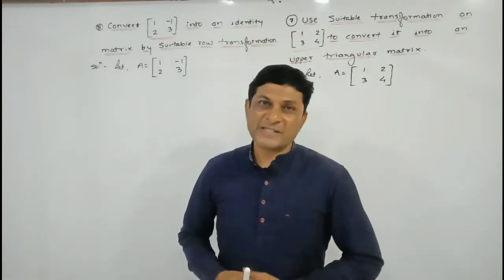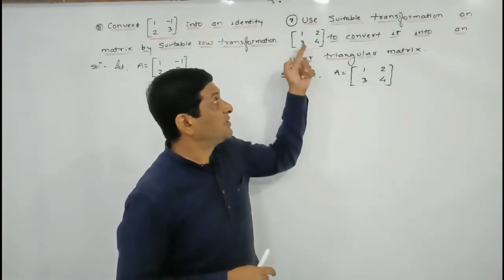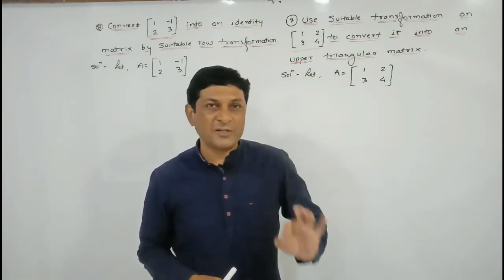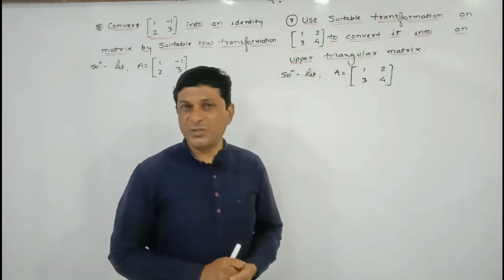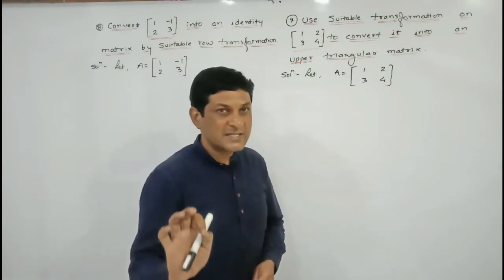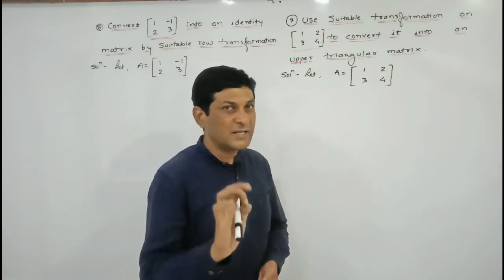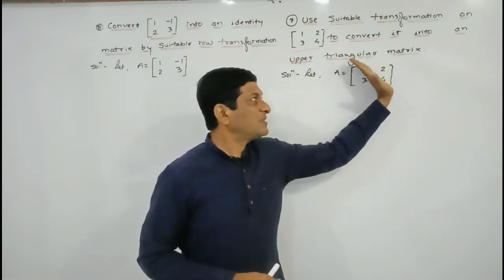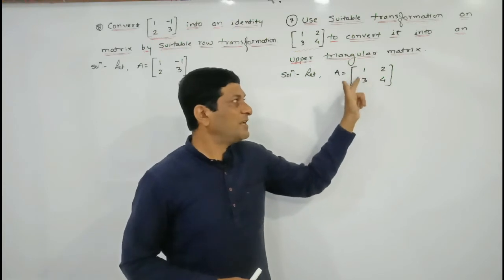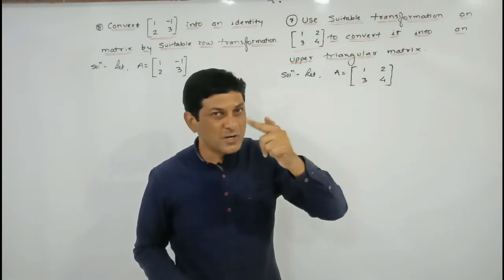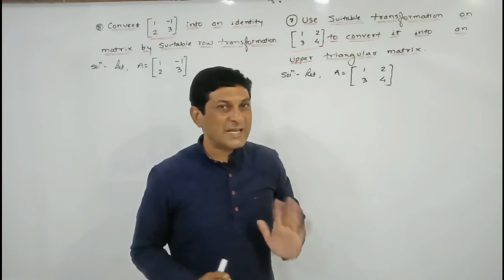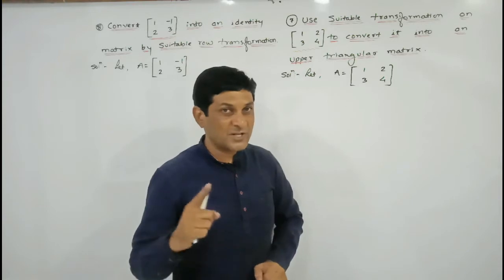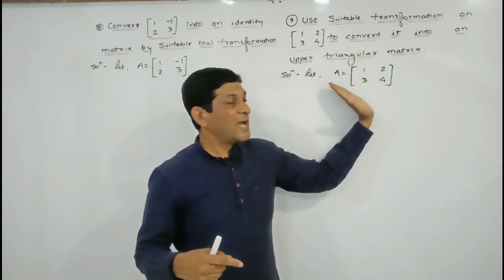Now see question number 7. In this question, one matrix is given to us and using a suitable transformation we have to convert it into an upper triangular matrix. We have already seen the definition of an upper triangular matrix. We can say a matrix is upper triangular if all the elements below the diagonal elements are 0. These are the diagonal elements, and how many elements are there below the diagonal? Only one element, that is 3. If we are able to convert that element into 0, then the matrix is an upper triangular matrix according to the definition.